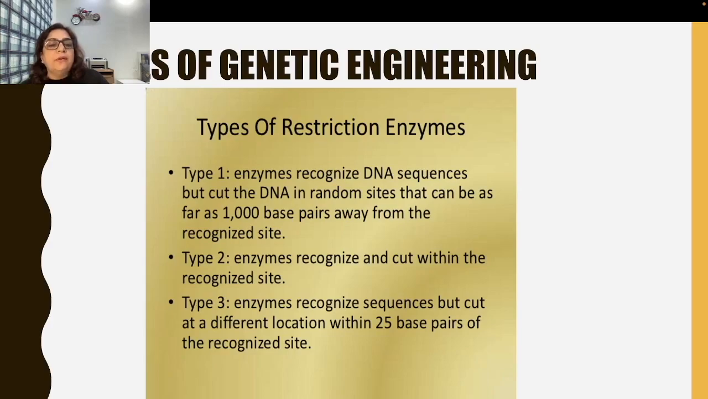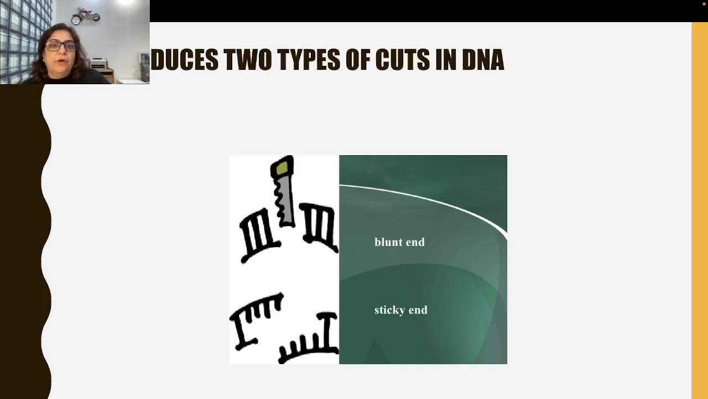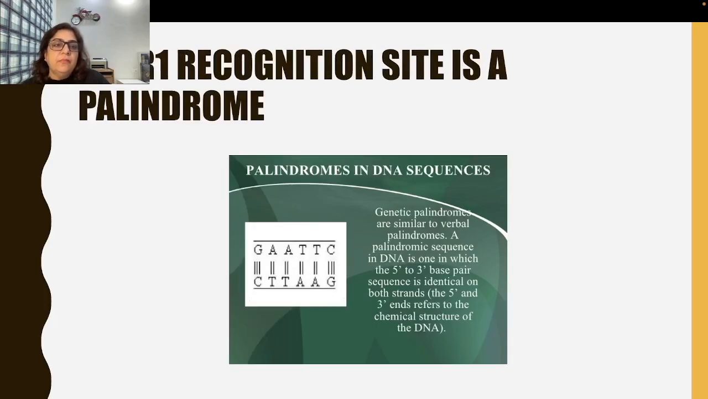Type 1 and type 3 are not commonly used in genetic engineering, but the common type of restriction enzymes are type 2 restriction enzymes. They cut within the recognition sequence. Now these restriction enzymes produce two types of cuts, either blunt ends, or sticky ends or cohesive ends. Now as I have told you, this EcoR1 recognition site is a palindrome. You can see GAATTC. You are reading from the 5' end, then again read from the 5' end, GAATTC.